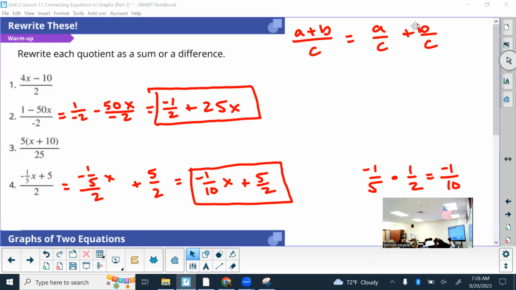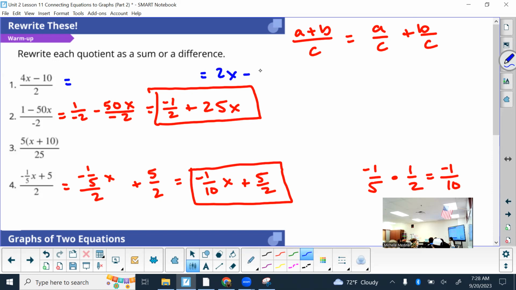Table 6, what did we get for number 1? As a final answer, you could tell me. 2x minus what? All right, class, good, like it, dislike it. All right, no comment. Let's see, just in case, I'm sure there are some people out there that have no clue what's going on.